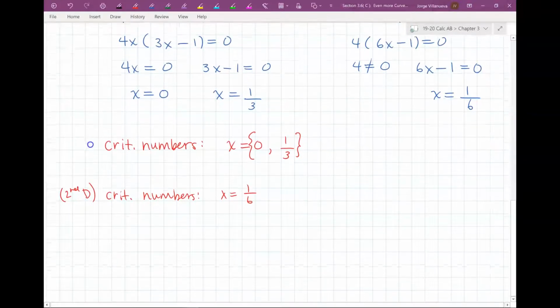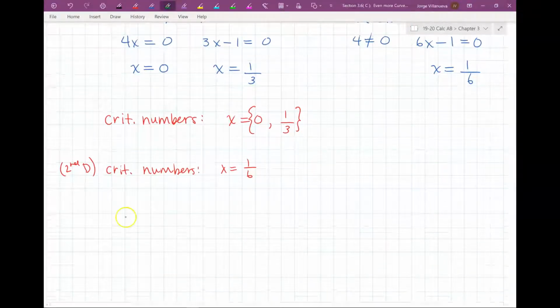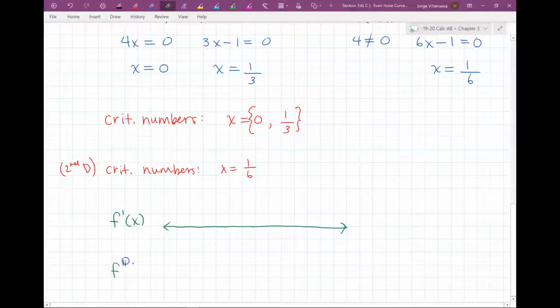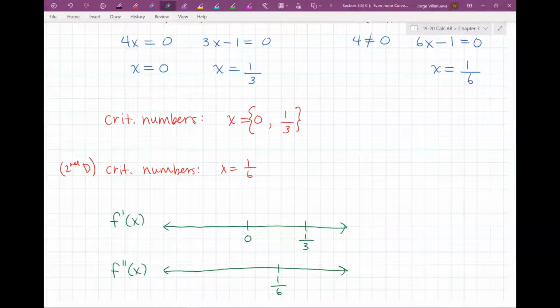All right, so let me write my curve, sign graph here. So f prime of x, f double prime of x. Remember, I like to put these not side by side, but one on top of the other, because sometimes it'll help me see things. So my critical numbers are at 0 and 1/3. So 0, I'll say this is 1/3 right here. And then the other one is at 1/6, so it's halfway between 0 and 1/3. So now I've got to start testing.